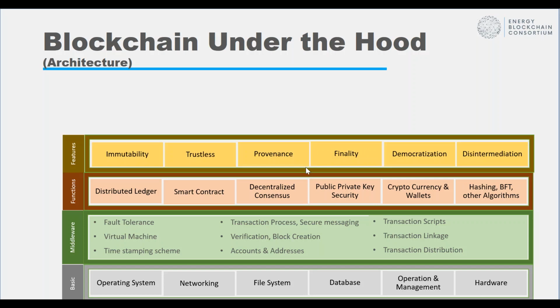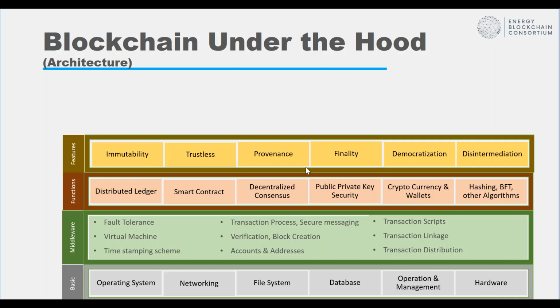Then when people talk about blockchain, they're usually talking about a feature that it is immutable. If you remember hearing and talking about blockchain, people talk about it's a trustless environment. People talk about it's a democratization of the ecosystem. So all of these things, the immutability, the trustlessness, the provenance, the finality, the democratization, and the disintermediation are the features that can be implemented over blockchain.